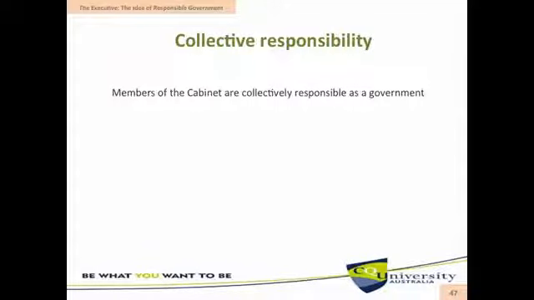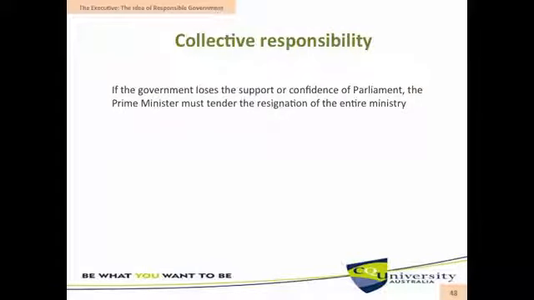There are two other key features of responsible government. One is the notion of collective responsibility. The other one is individual ministerial responsibility. Let's talk first about collective responsibility. Collective responsibility means that members of the cabinet are collectively responsible as a government. It means that if the government loses the support or confidence of Parliament, the Prime Minister must tender the resignation of the entire ministry.